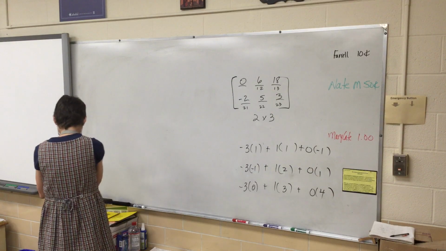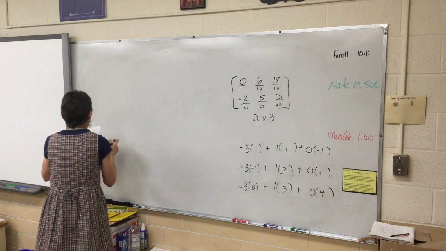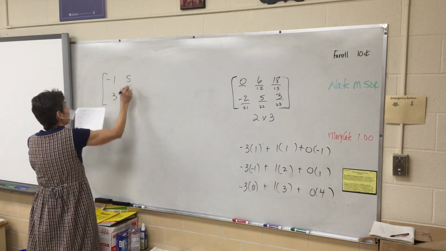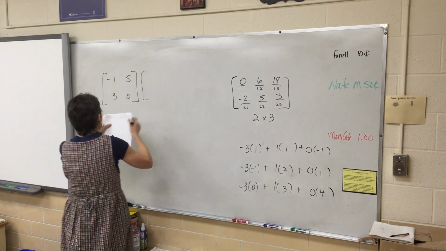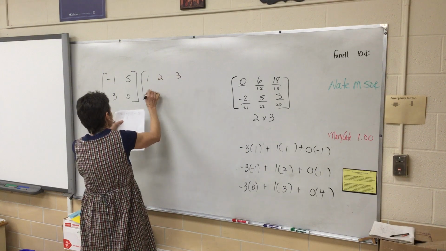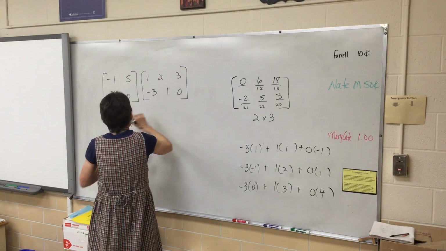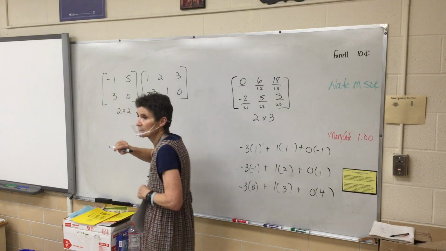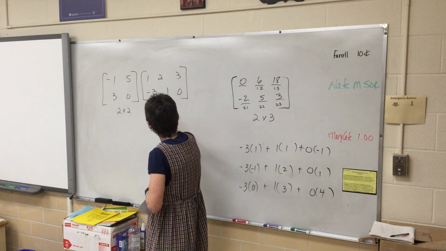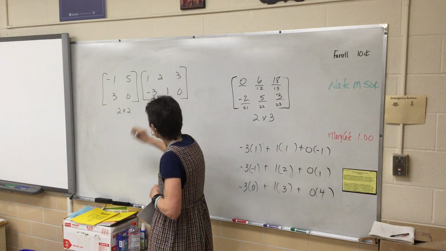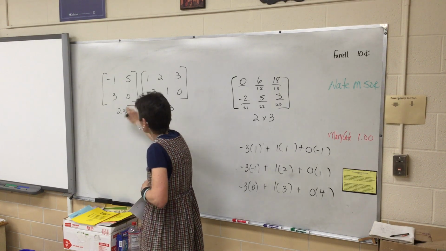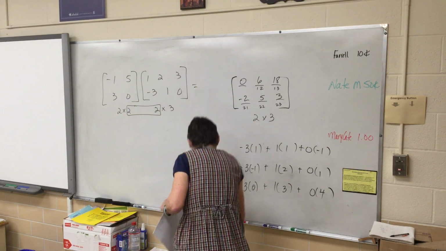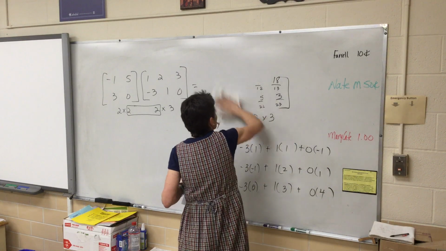Let's see, F times G. The reason Kennedy says that we can multiply these is because F is a 2 by 2 and G is a 2 by 3 and these two match. So we'll be looking for another matrix just like this, another 2 by 3.